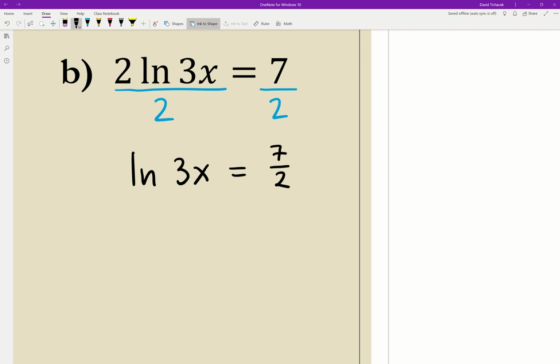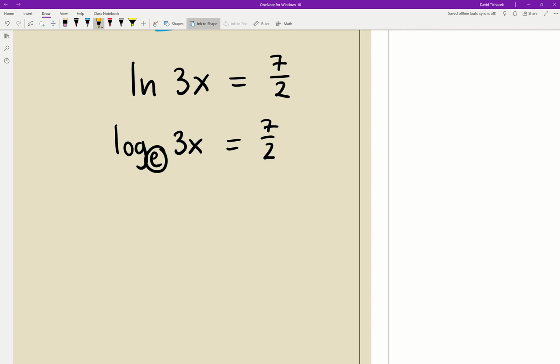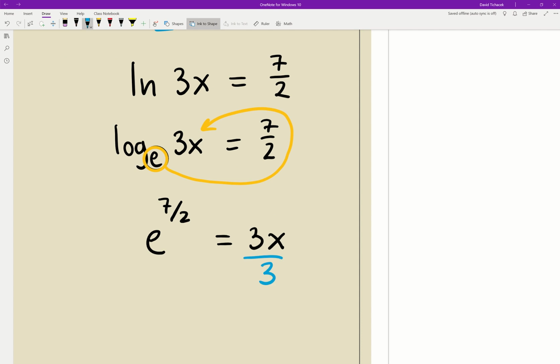And of course, remember that the natural log is simply just a log with a base of e. So for purposes of being able to convert this to an exponential equation, remember we're going to start off with a base of e, and then we're going to loop around, right? So base of e to the power of 7 over 2 is equal to 3x. So e to the 7 over 2 is equal to 3x, and then we would just simply need to go ahead and divide both sides by 3 in order to get our final answer here.